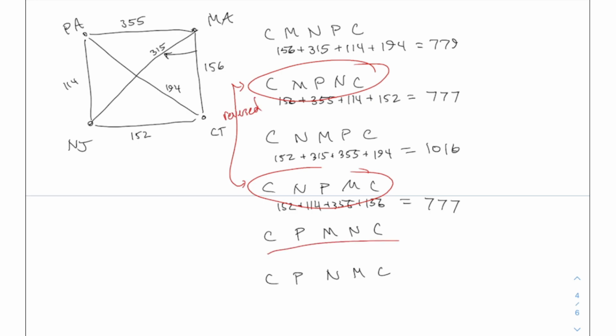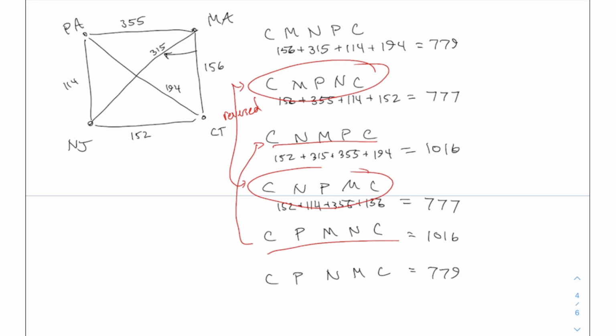And for the same reason, this one and this one are going to be the same as one another. So this I can say right away, this is 1016. And the last one is the reverse of the first one, and so this one is going to be 779. So in a problem like this, yeah, there are 6 that you have to check, but really you only have to check 3 of them because the other 3 will be reversals of the first 3 that you did.